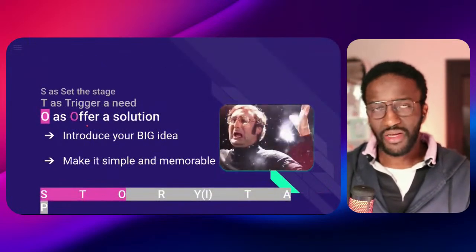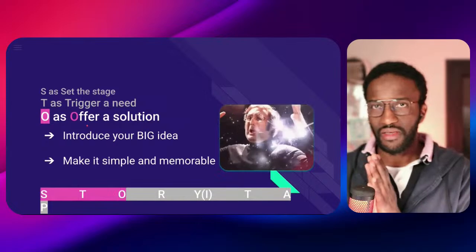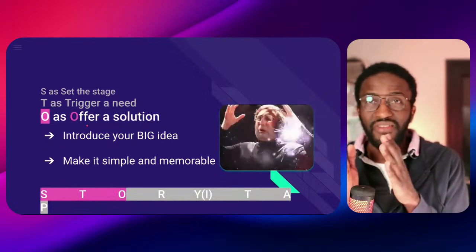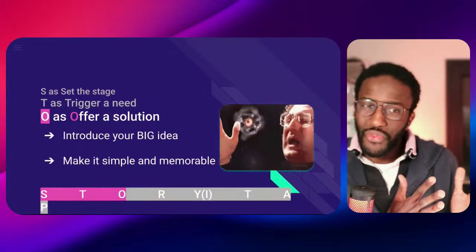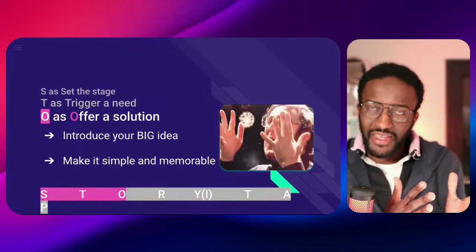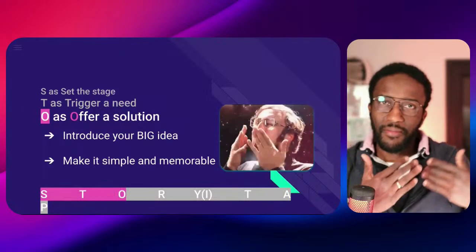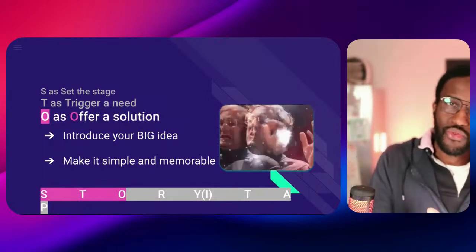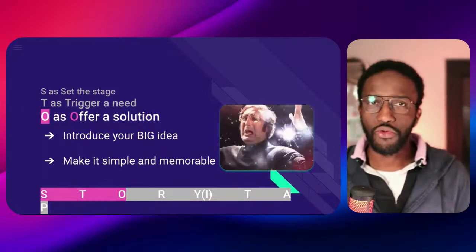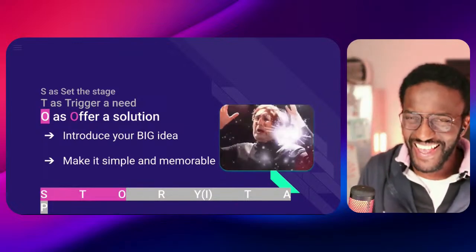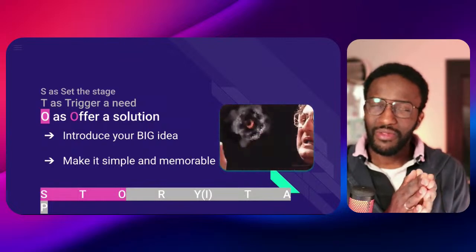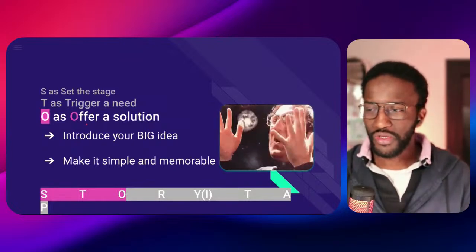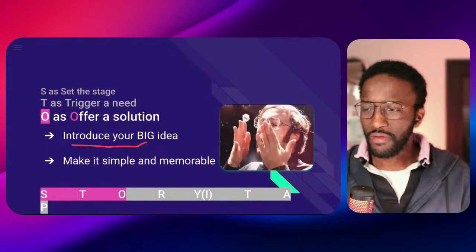Okay, then once you have set the stage, you have triggered a need, so you have identified a problem. The next logical step will be to say, okay, this is the problem that I have identified, and this is my project, which is the solution. The solution, sorry, not the solution, like in French. So this is where you say, okay, this is the solution. How do you offer a solution? It's really where you introduce your big idea.